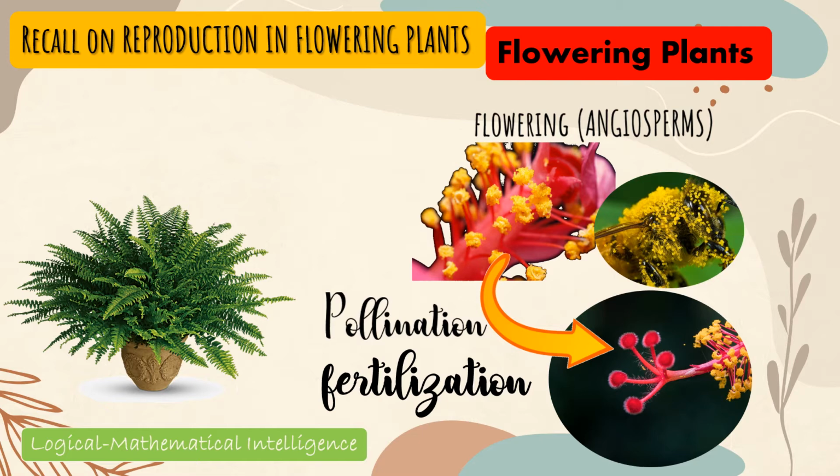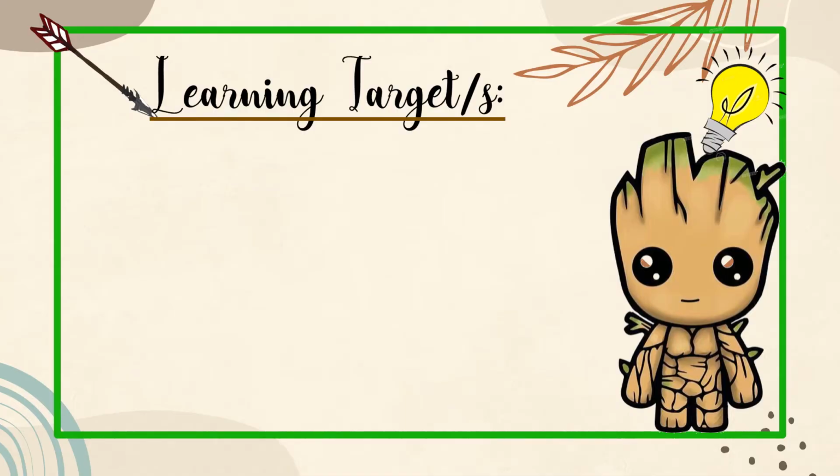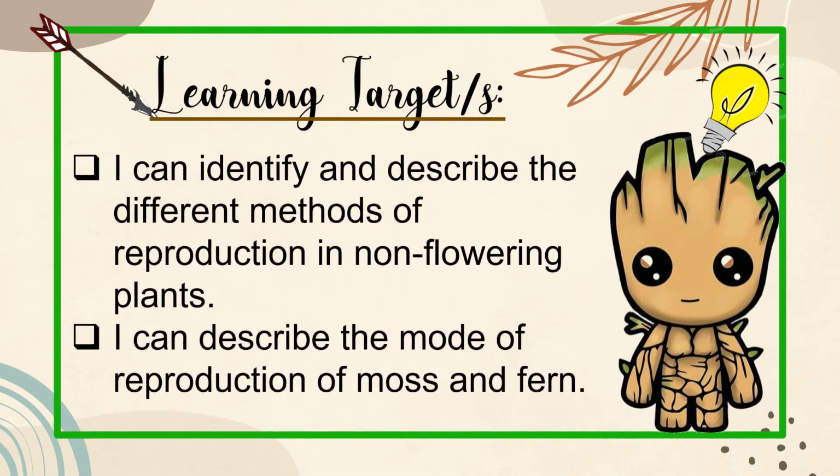Plants are not only flowering or angiosperm. Plants can also be non-flowering, or it is called gymnosperm. And that is what we are going to talk about for today. Our lesson is all about reproduction in non-flowering plants. And our learning targets are: I can identify and describe the different methods of reproduction in non-flowering plants. I can describe the mode of reproduction of moss and fern.